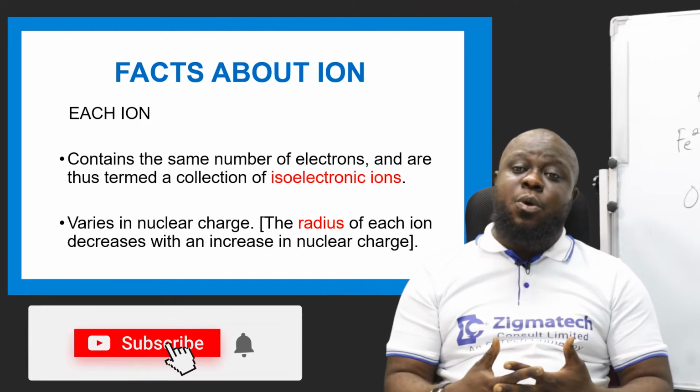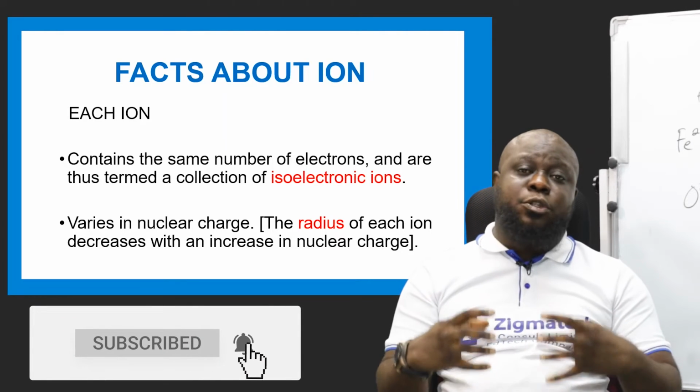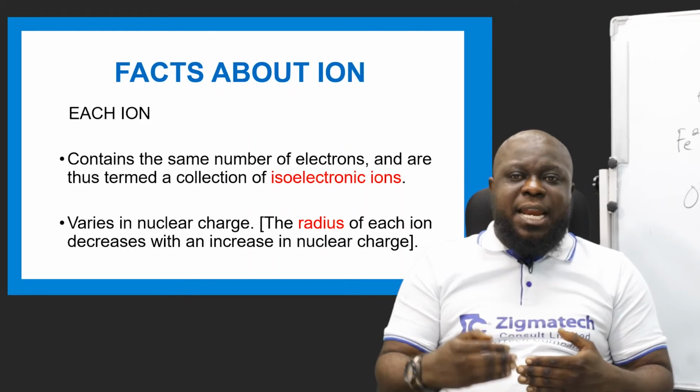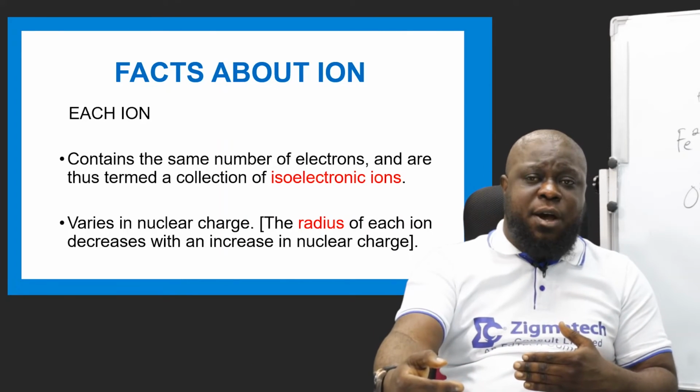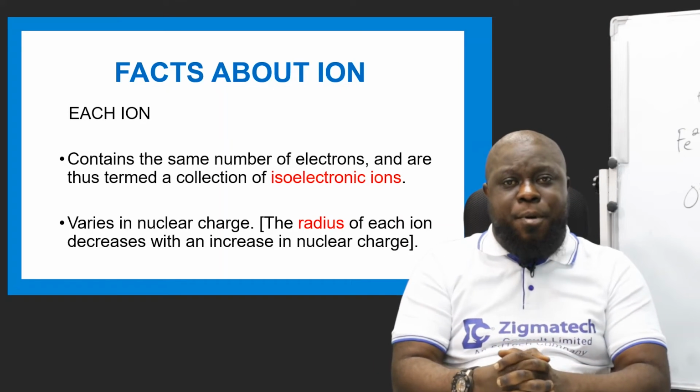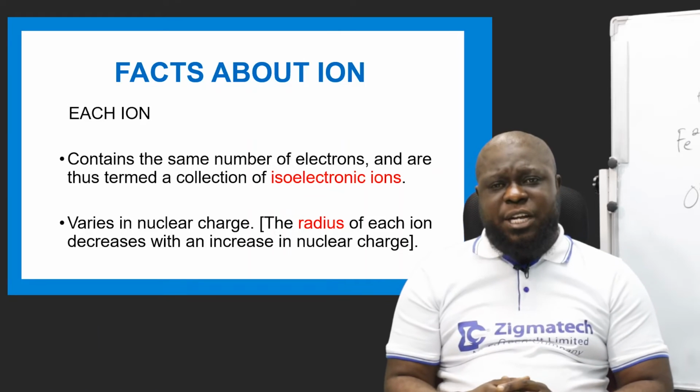Why? The radius will decrease because the proton must reduce itself, and the electron must reduce itself, for both of them to come together and form a bond, and that bond will bring out the charge.